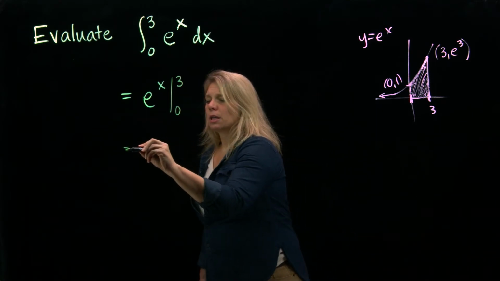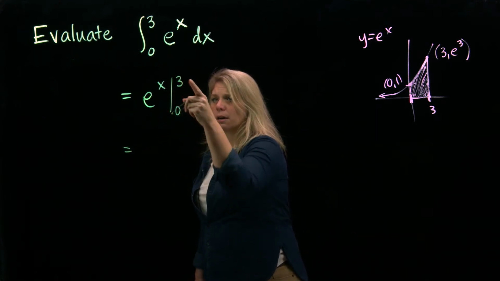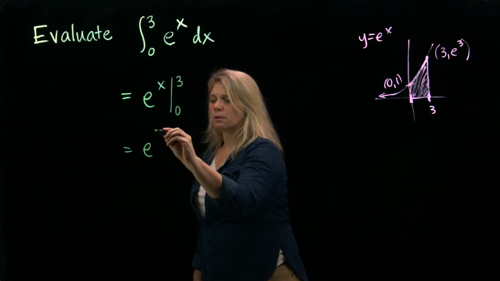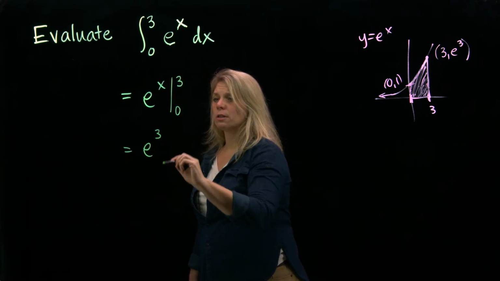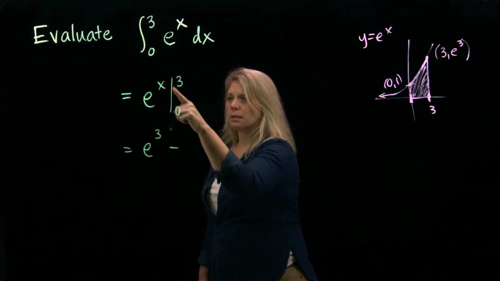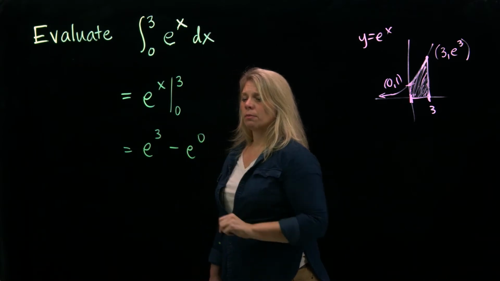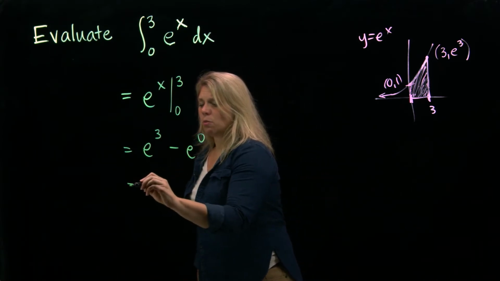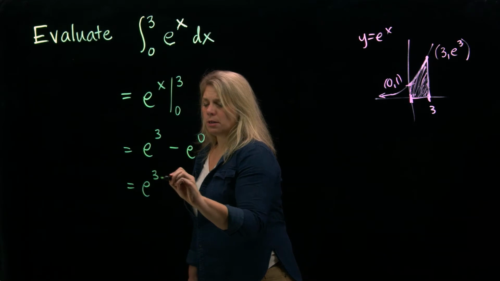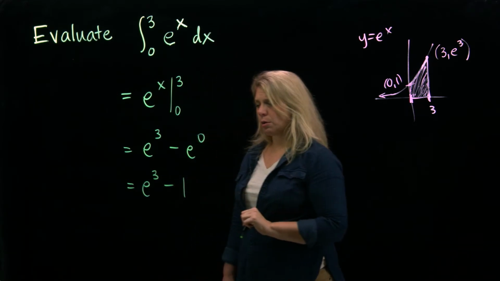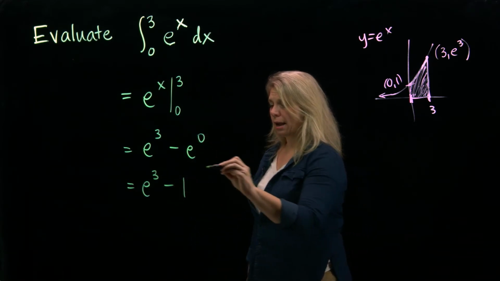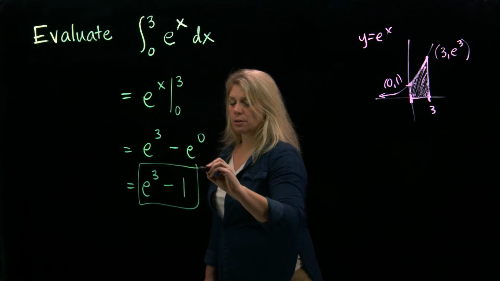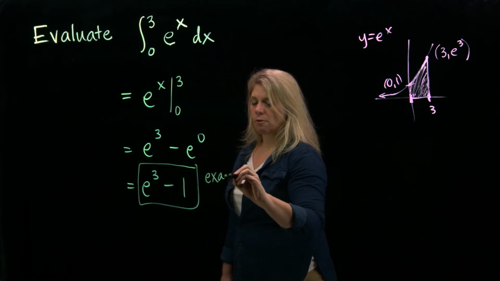And so then I'm just going to put in my endpoints here, the top limit of integration first, e cubed minus e to the 0. Right? E to the 0 is 1. E cubed does not come out to be a nice, pretty whole number. So in exact form, I can leave my answer like that.